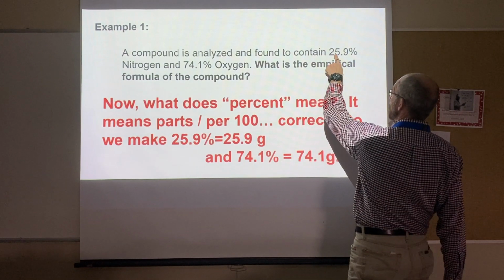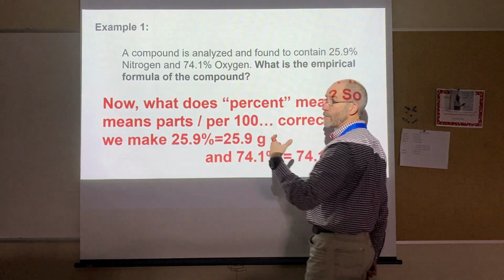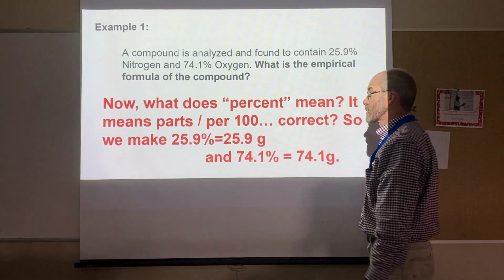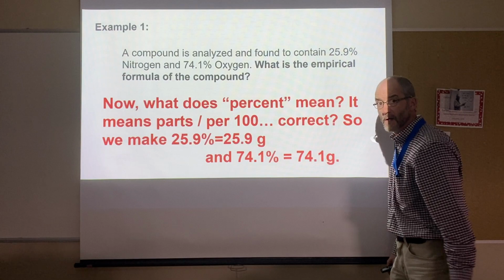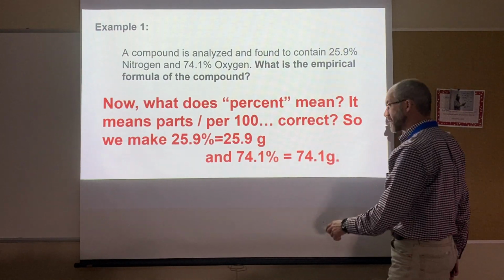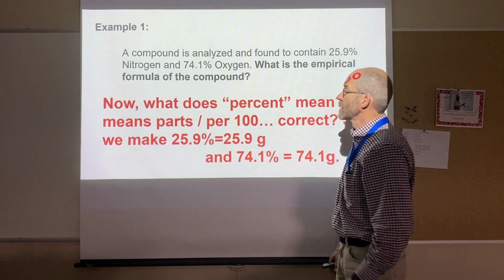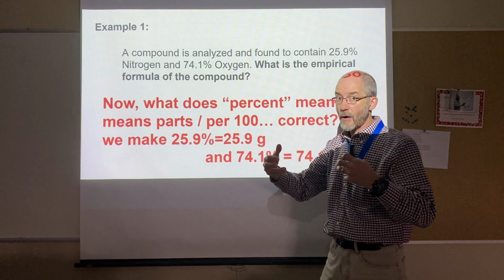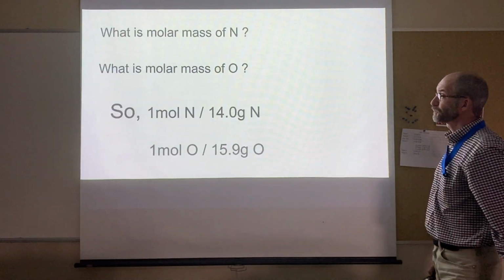So we're just going to turn this to mass, and we're going to turn this to mass, okay? That much out of 100. So we're going to make 25.9% 25.9 grams, and we're going to make 74.1% 74.1 grams. Okay, now what will that give us? That will give us mass for what we have in our problem, okay? All right, but what do we want to do then?